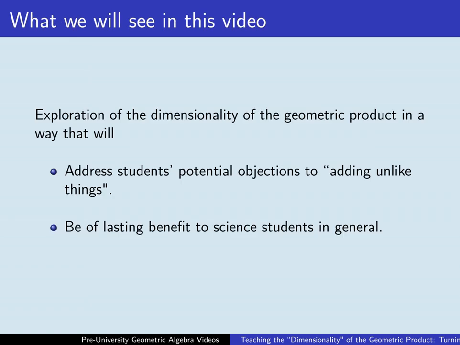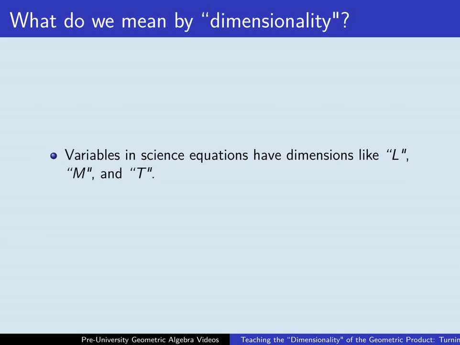And what we will see in this video is an exploration of the dimensionality of the geometric product in a way that will, first of all, address students' potential objections to adding unlike things, and will also be of lasting benefit to science students in general. What do we mean by dimensionality? Well, the variables in science equations have dimensions like length, mass, and time.